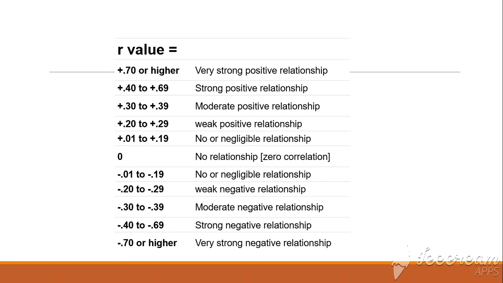Different books have different definitions for this. Some people say 0.8 and above is very strong, but here we can take 0.4 to 0.69 as this range. So 0.53 is a strong positive relationship.